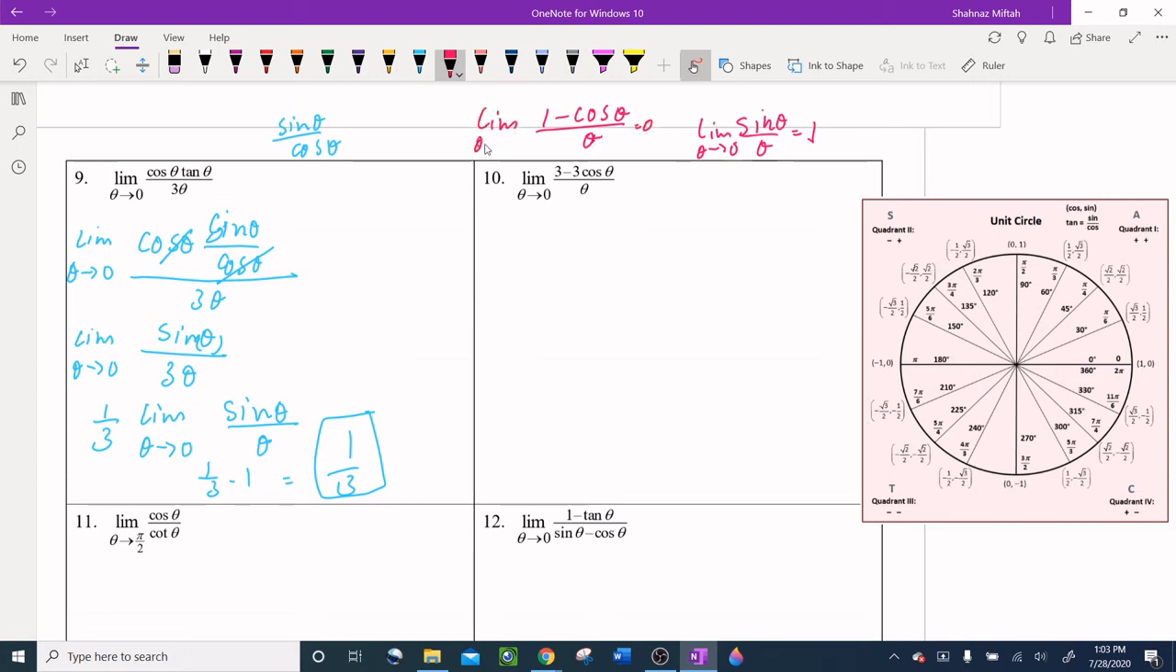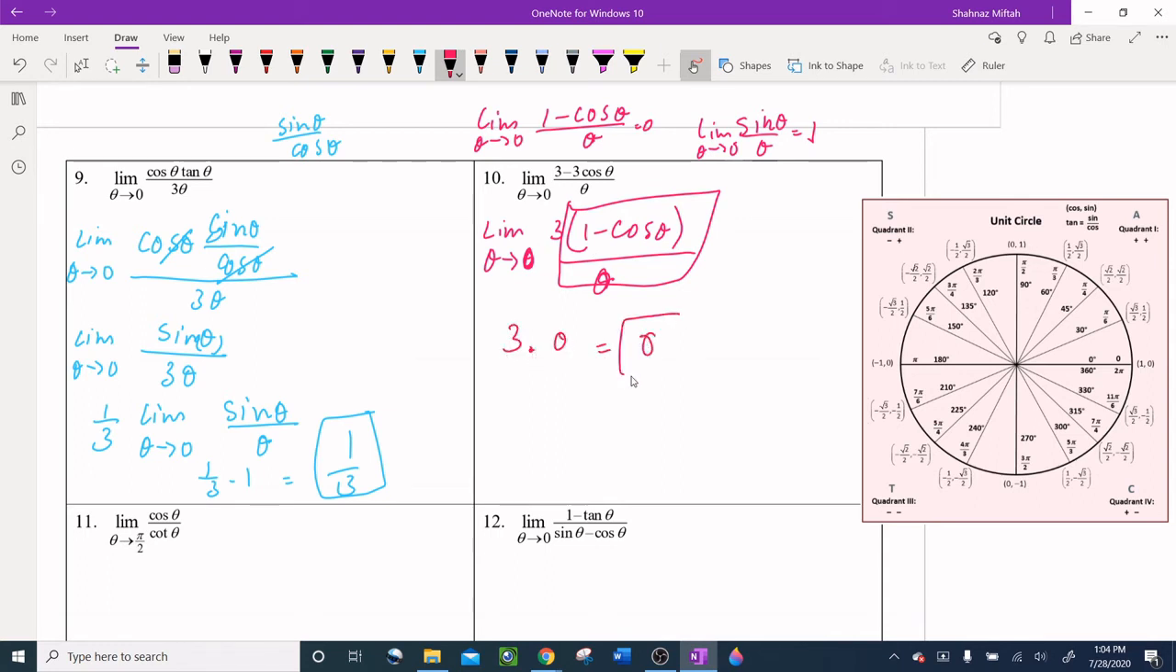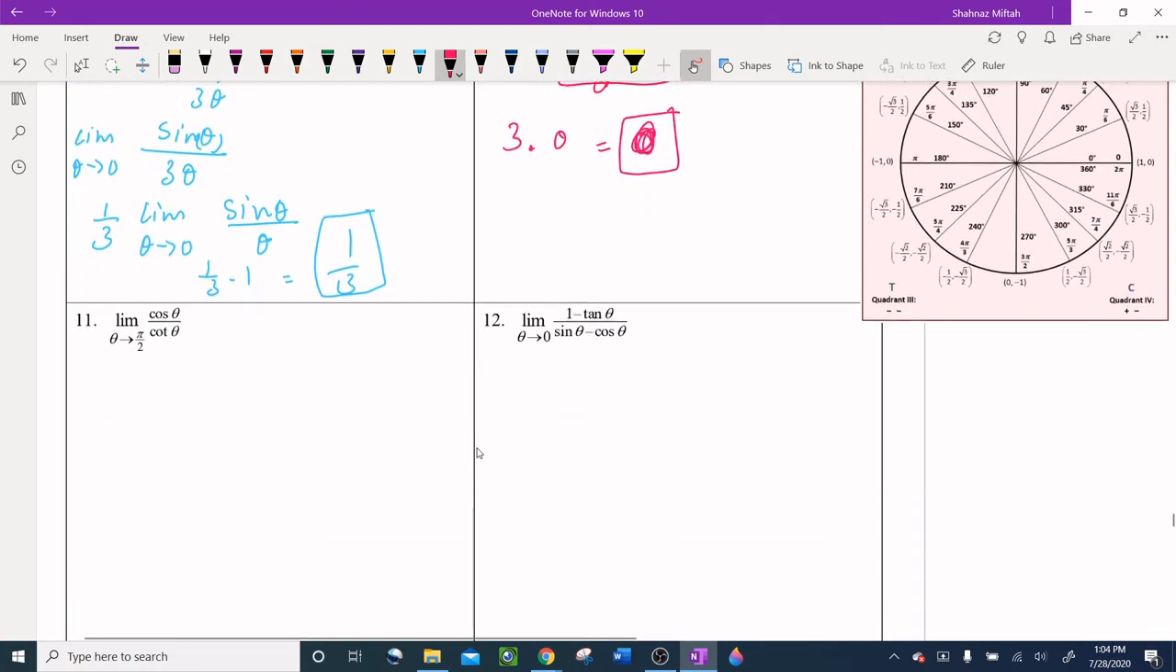And this one also has to approach 0. Okay, so I'm trying to get something like this, and I can get it if I can factor out this 3. 1 minus cosine theta over theta. You see that? So this whole thing, as the limit approaches 0, is equal to 0. And 3 is going to stay as a 3, times 0 is going to give me 0. So the answer is 0. Let's try question number 11.